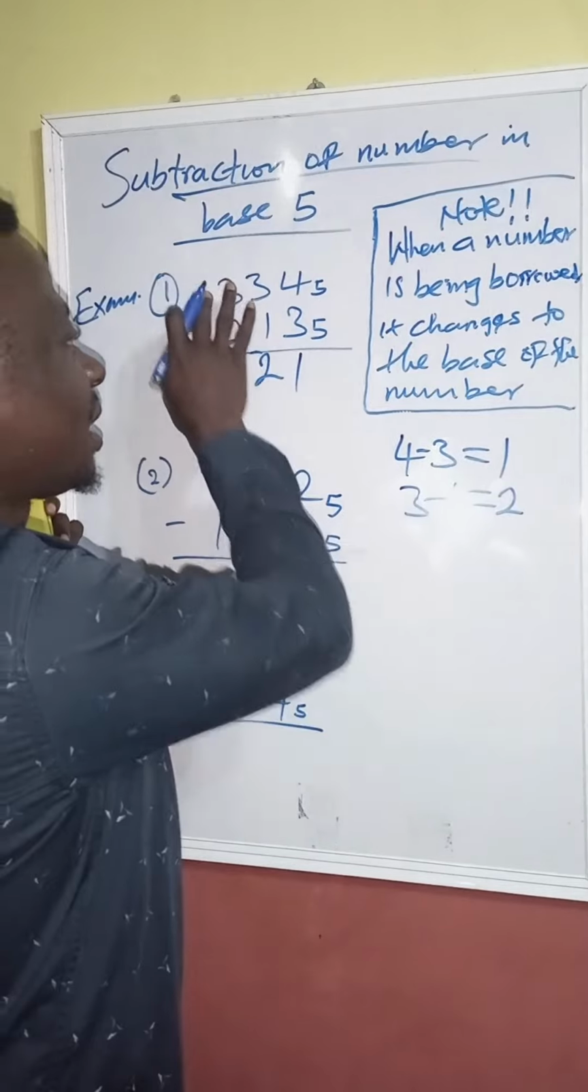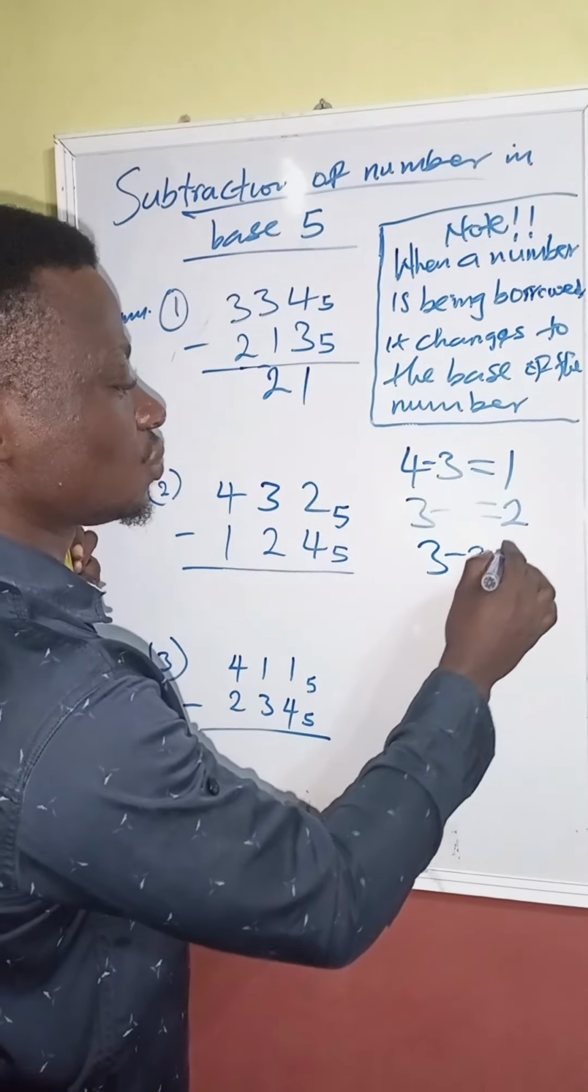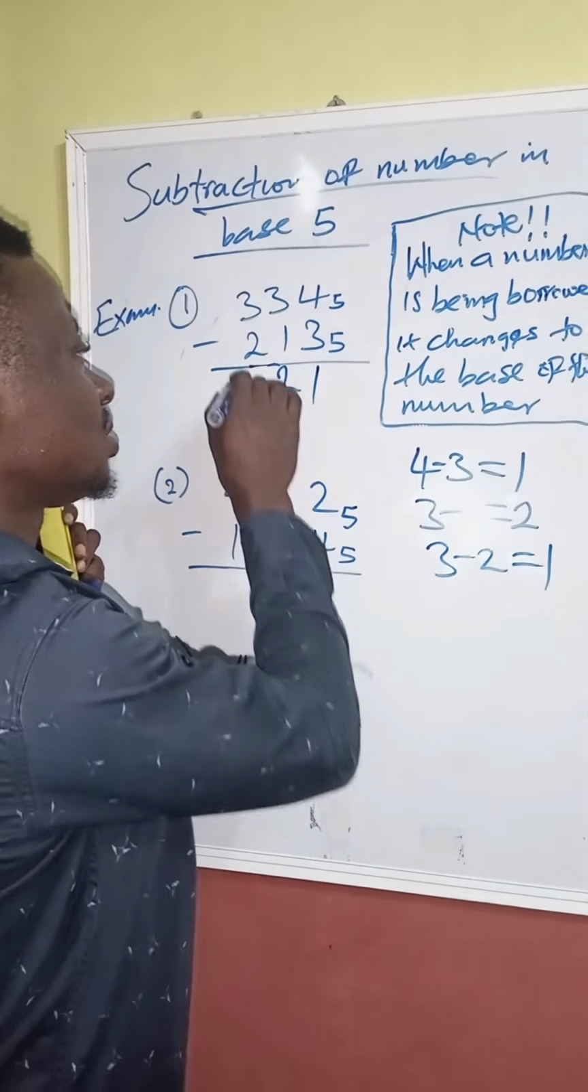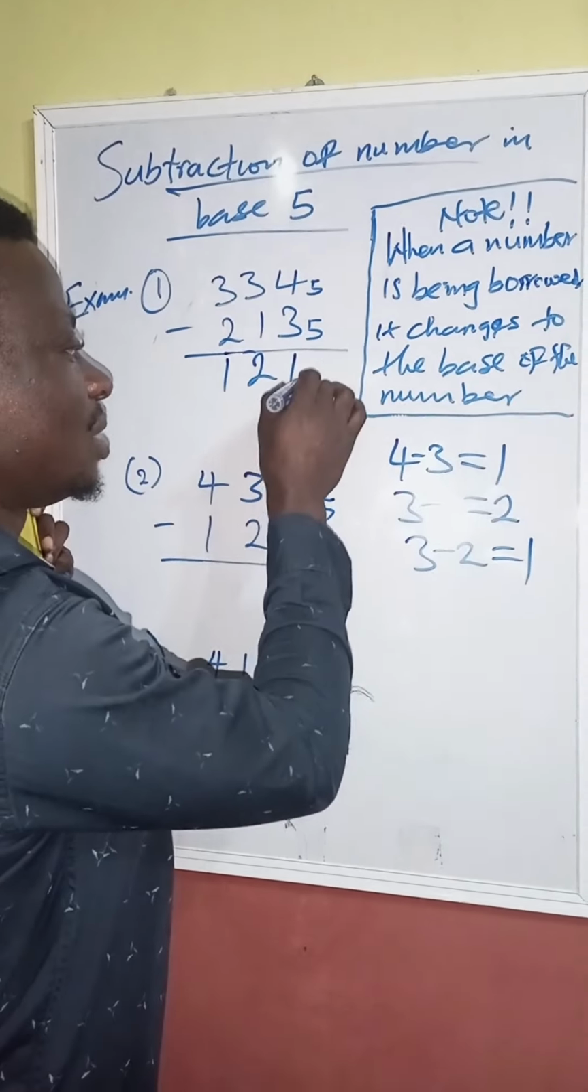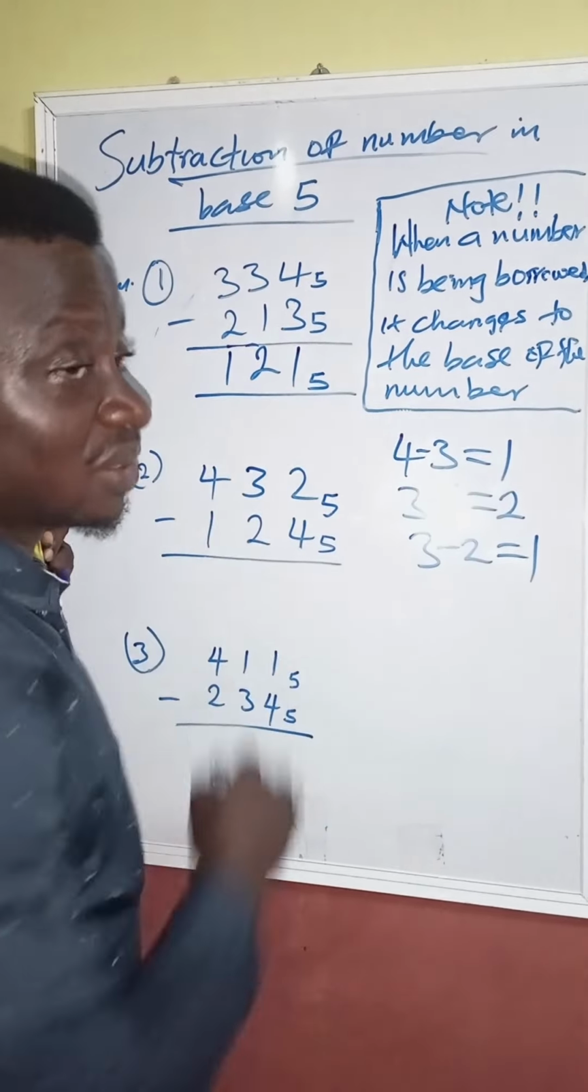Then you are going to have 3 minus 2. That's going to give us 1. It is not up to the base as well. We are going to write the 1, all in base 5. This is the answer to the first question.